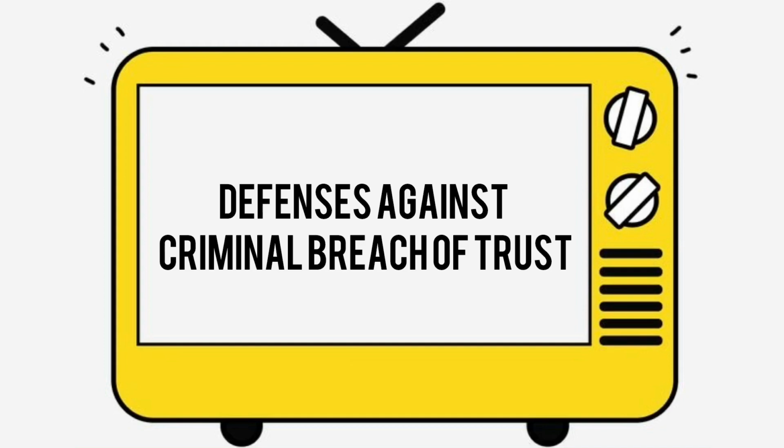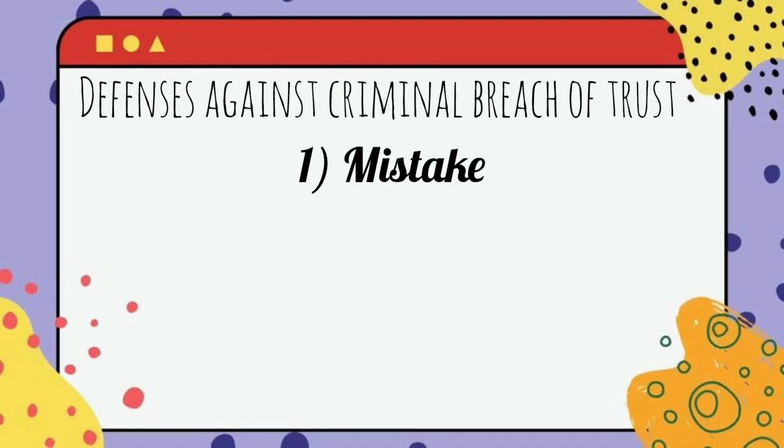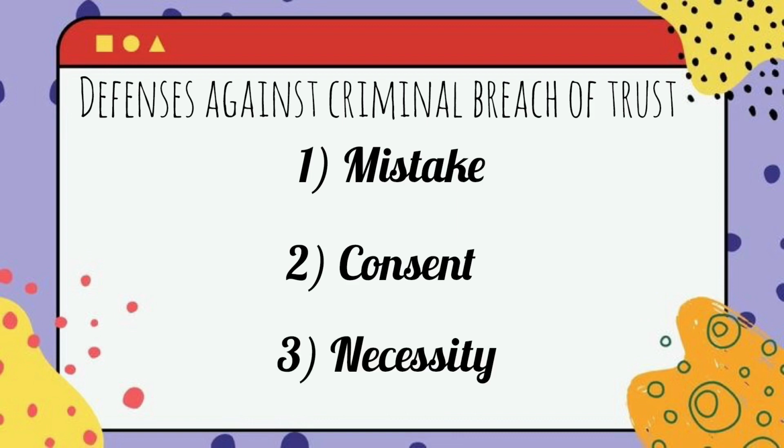Now let us see the defenses against criminal breach of trust. First, mistake. The accused may not have been aware that the property was entrusted to them or may have mistakenly believed that they had the right to use it in the way they did. Second, consent. The victim may have given their consent for the accused to deal with the property in the way they did, even if it was not explicitly stated. Third, necessity. The accused must have acted out of necessity, such as to save themselves or someone else from harm or to prevent a greater loss.